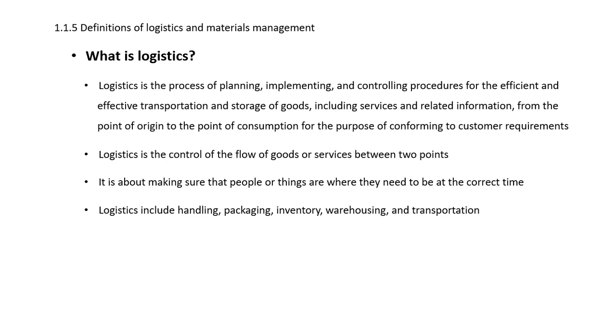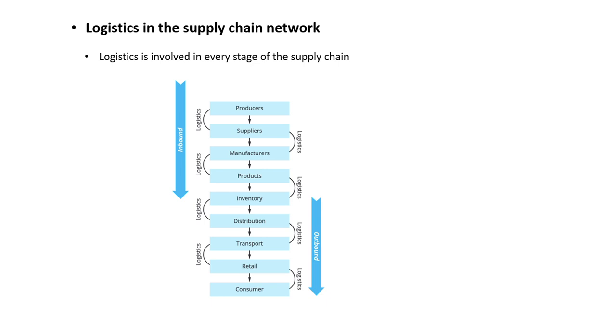Logistics is the control of the flow of goods or services between 2 points. It is about making sure that people or things are where they need to be at the correct time. Logistics include handling, packaging, inventory, warehousing, and transportation. Logistics in the supply chain network. Logistics is involved in every stage of the supply chain.